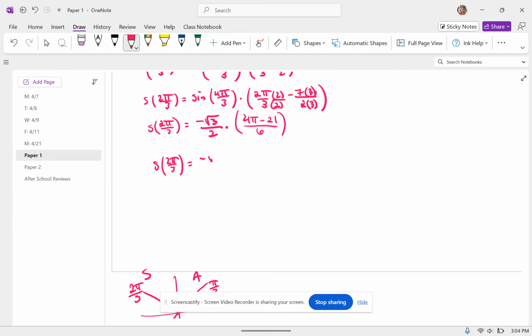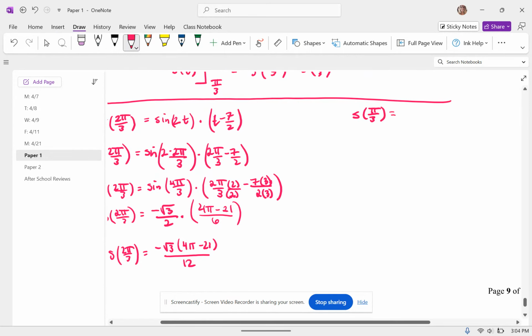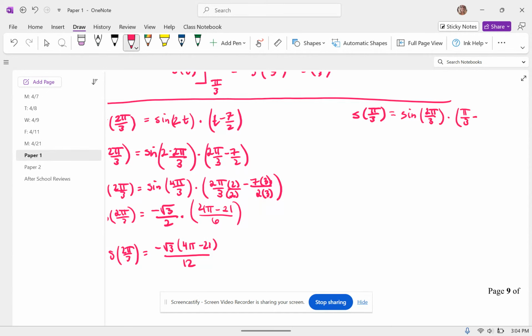And then I have negative rad 3 times 4 pi minus 21 all over 12. Okay, now let's figure out s of pi over 3. S of pi over 3 is going to be the sine of 2 pi over 3 times pi over 3 minus 7 over 2.